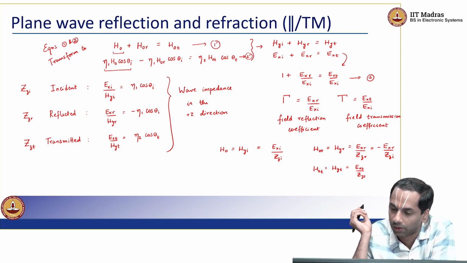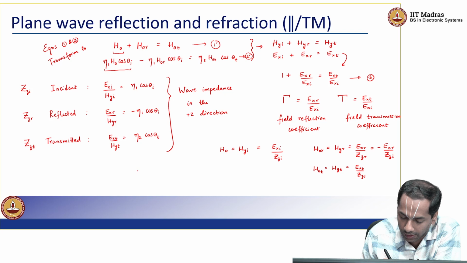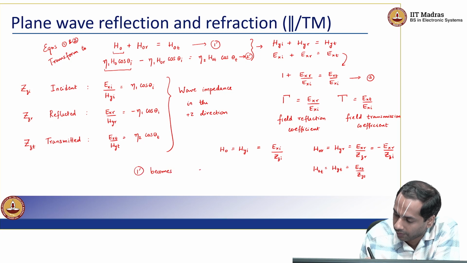Okay, so I'm going to transform 1 prime. So 1 prime becomes Exi by Zzi minus Exr by Zzi is equal to Ext by Zzt. Oh sorry, this is not Zzr, Zzi and Zzt.